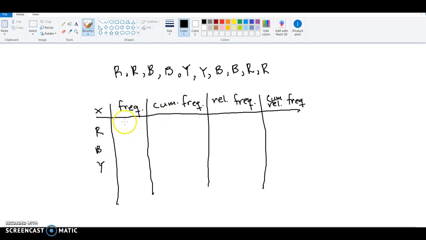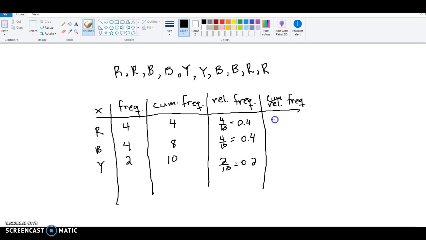So red, there's 1, 2, 3, 4 occurrences of red. There's also 4 occurrences of blue and 2 occurrences of yellow for a total of 10. So the cumulative frequency is just the running total. So you'd have 4, then 4 plus 4 makes 8, then 4 plus 4 plus 2 makes 10. The relative frequencies are also pretty easy. You just compute the percentage. So 4 out of 10 total objects gives you 0.4. 4 out of 10 for the blue is also 0.4, and for the yellow, 2 out of 10 is 0.2.